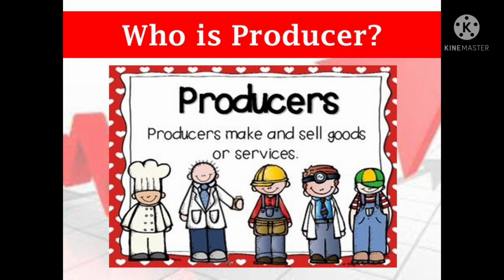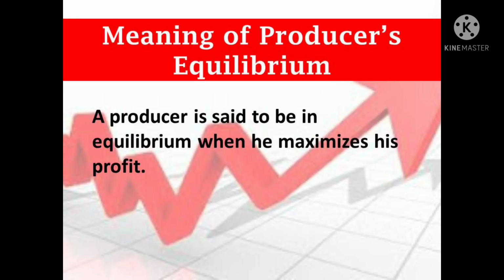The goal of a producer is to maximize the difference between revenue and cost. When this difference is maximized, the profit is also maximized. Next, the meaning of producer's equilibrium. Producer's equilibrium refers to a situation of profit maximization. A producer strikes his equilibrium at that level of output where profit is maximized. Any other level of output will yield lower profit.